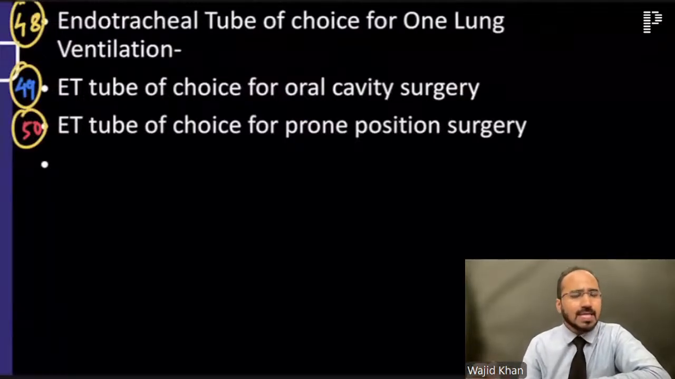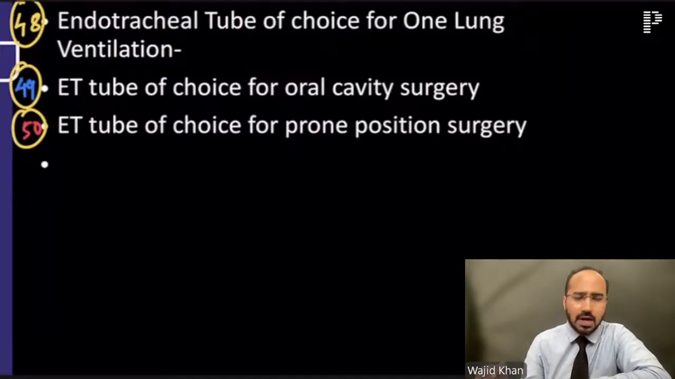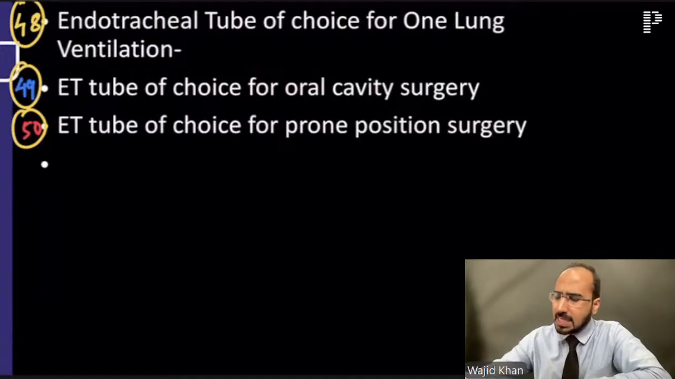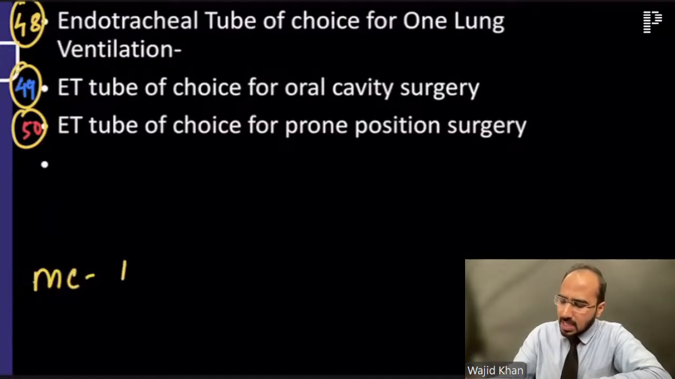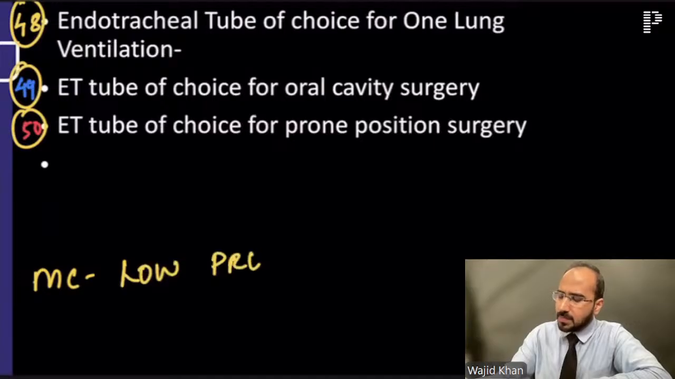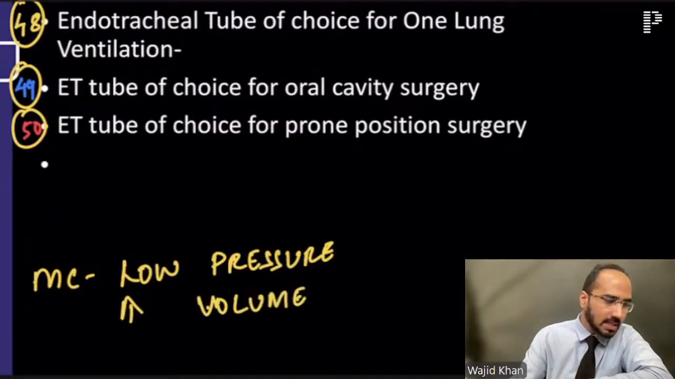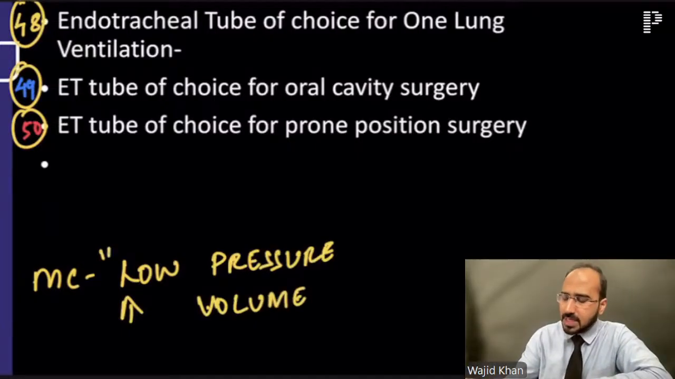Regarding the endotracheal tubes. Guys, before going to this question, just answer one small question. Which endotracheal tube are we most commonly using? Are we using a low pressure, high volume or high pressure, low volume? Come on, guys. Always remember the endotracheal tubes which we commonly use are PVC tubes which are low pressure, high volume cuff. Previously we were using high pressure, but now it is low pressure.